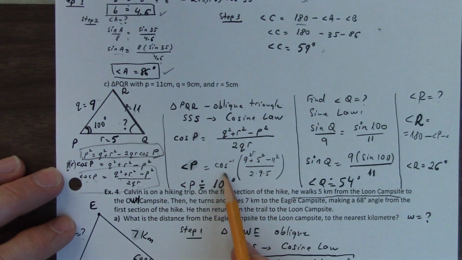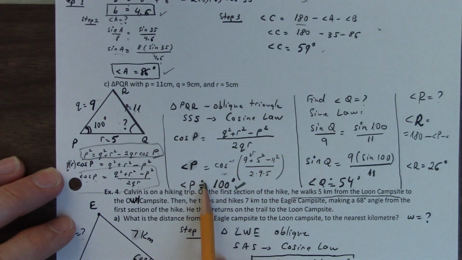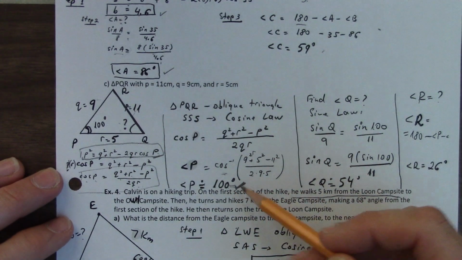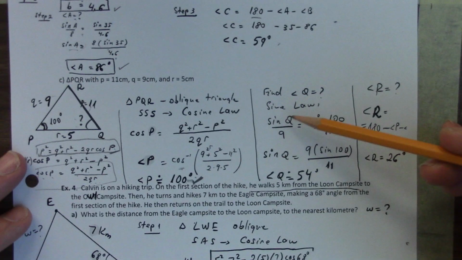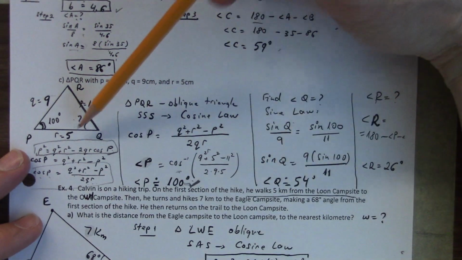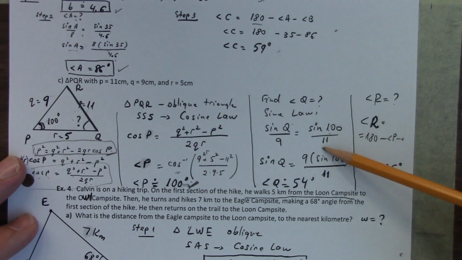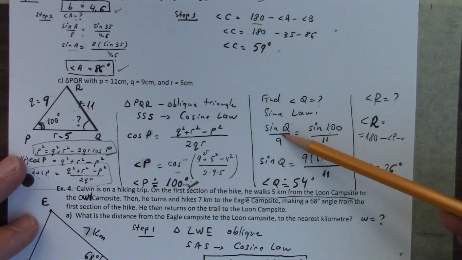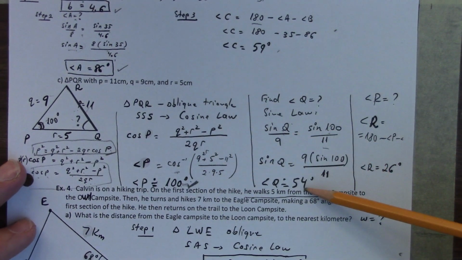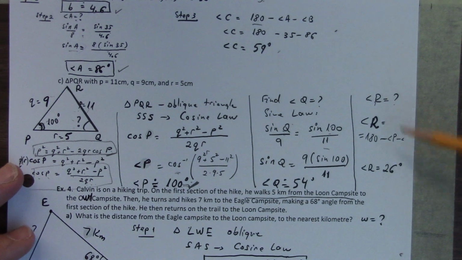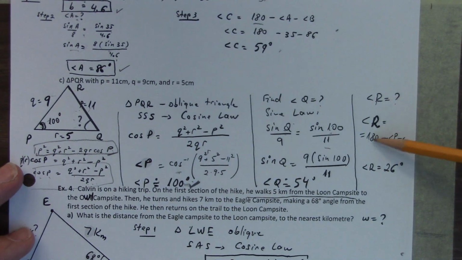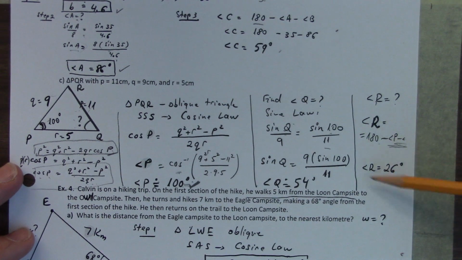Okay, if we do sub in those values here, we get angle P is approximately 100. This dot means approximately, so it's been rounded. Once we have angle P, we can switch over to sine law because we have the ratio for P, 100 over 11. So we use that 100 over 11 to solve for any other unknowns. In this case, we're solving for the angle Q. We get Q is 54. And then we can solve for angle R just by subtracting the two other angles from 180. We get 26.